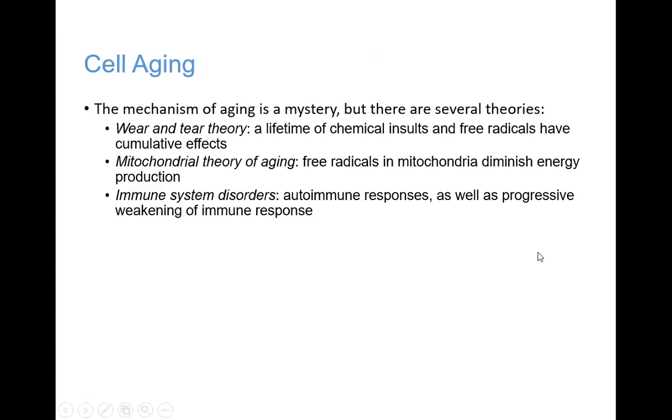Cells also age. We don't know why. Cell lines: one cell divides, and that family line can divide 50 times, and usually after about the 50th division, it stops dividing. We think that cells age from wear and tear. They age from free radicals being developed. They age because our immune system gets weaker in those cells.